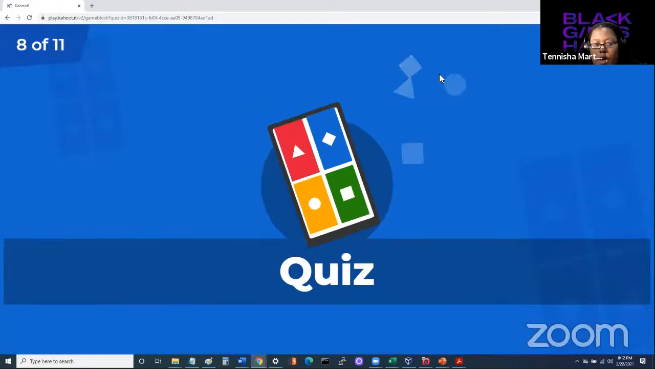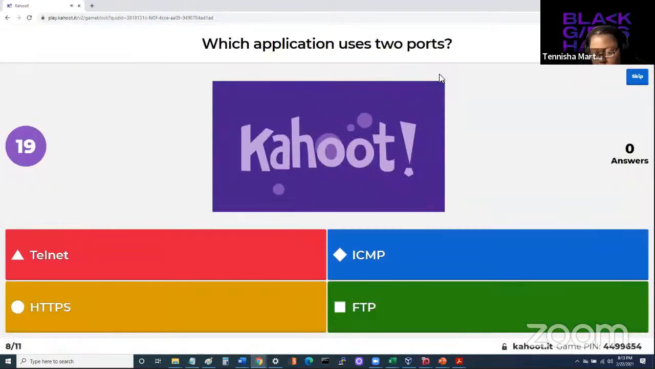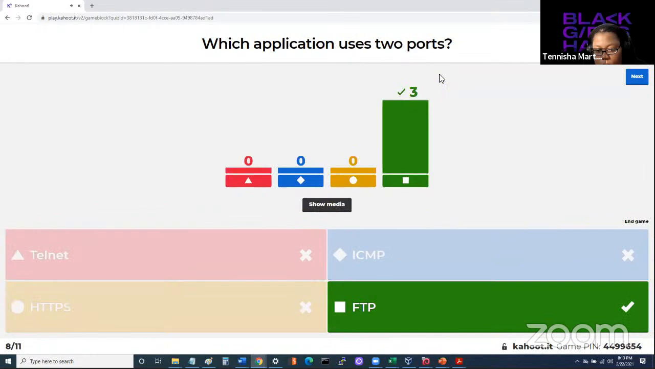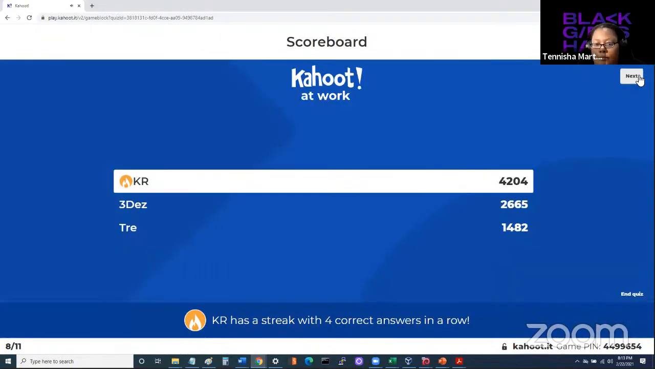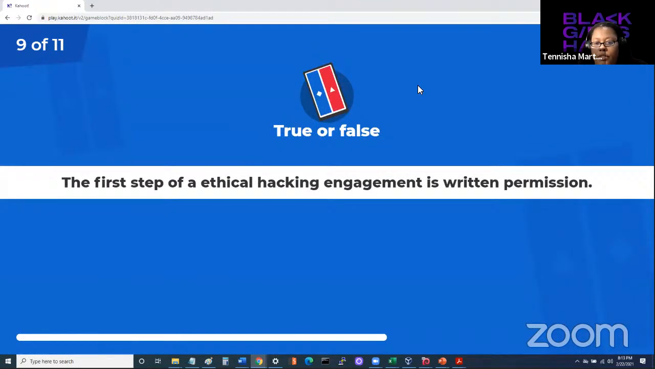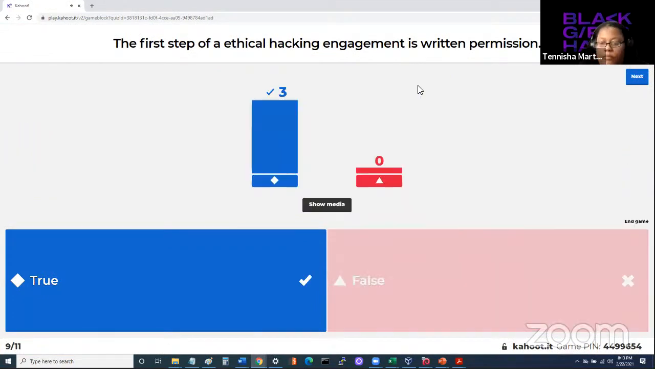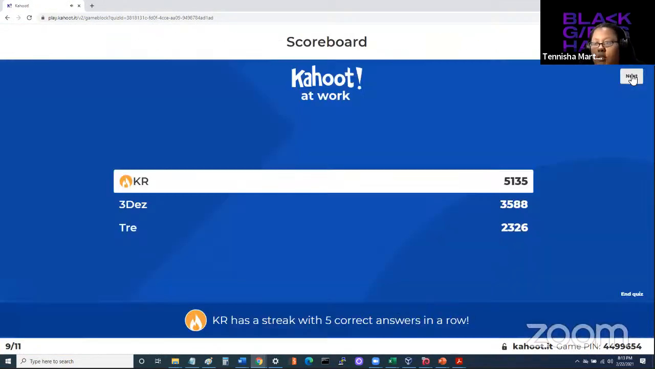All right, KR is on fire. Which application uses 2 ports? I've told on myself. All right, number 9, true or false? The first step of an ethical hacking engagement is written permission. It is.